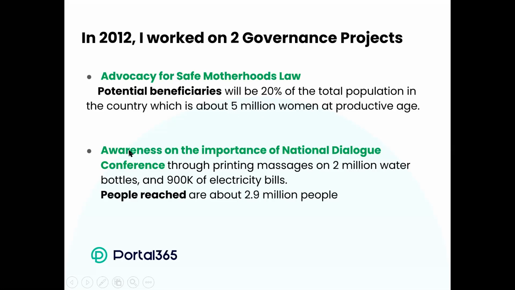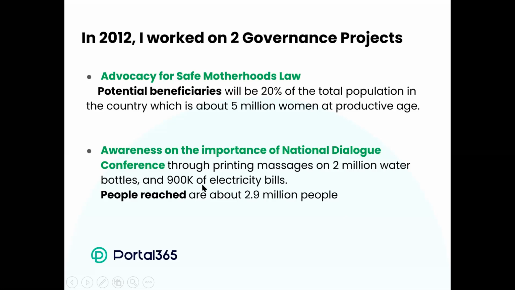Another example is that we conducted an awareness campaign on the importance of the National Dialogue Conference. This was in 2012 and 2013. We printed awareness messages on 2 million water bottles and 900,000 electricity bills in Sana'a. We distributed these electricity bills to almost 300,000 families in Sana'a city. We estimated that the people reached by the awareness messages would be more than 2.9 million people in Sana'a city. So why didn't we consider them indirect beneficiaries?